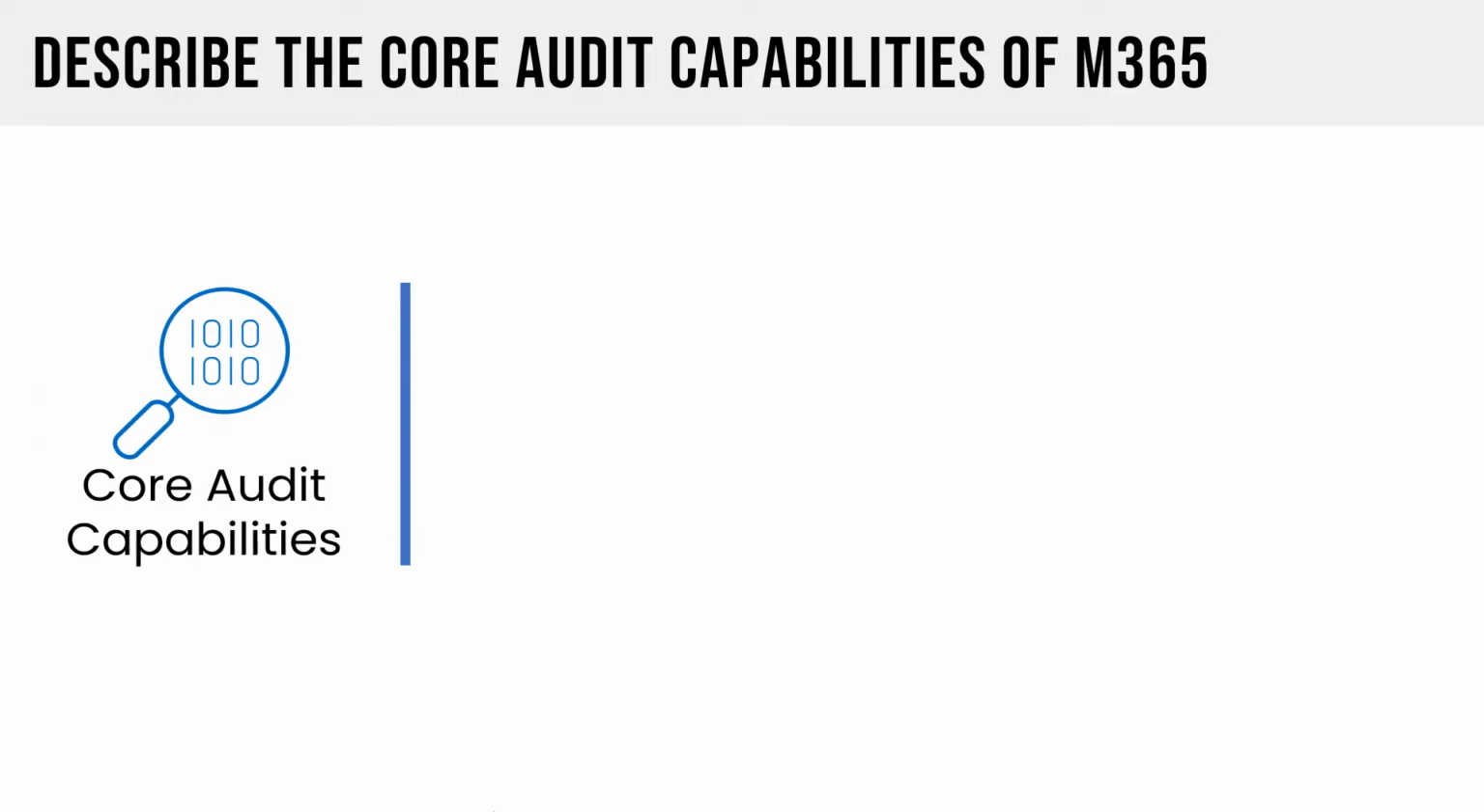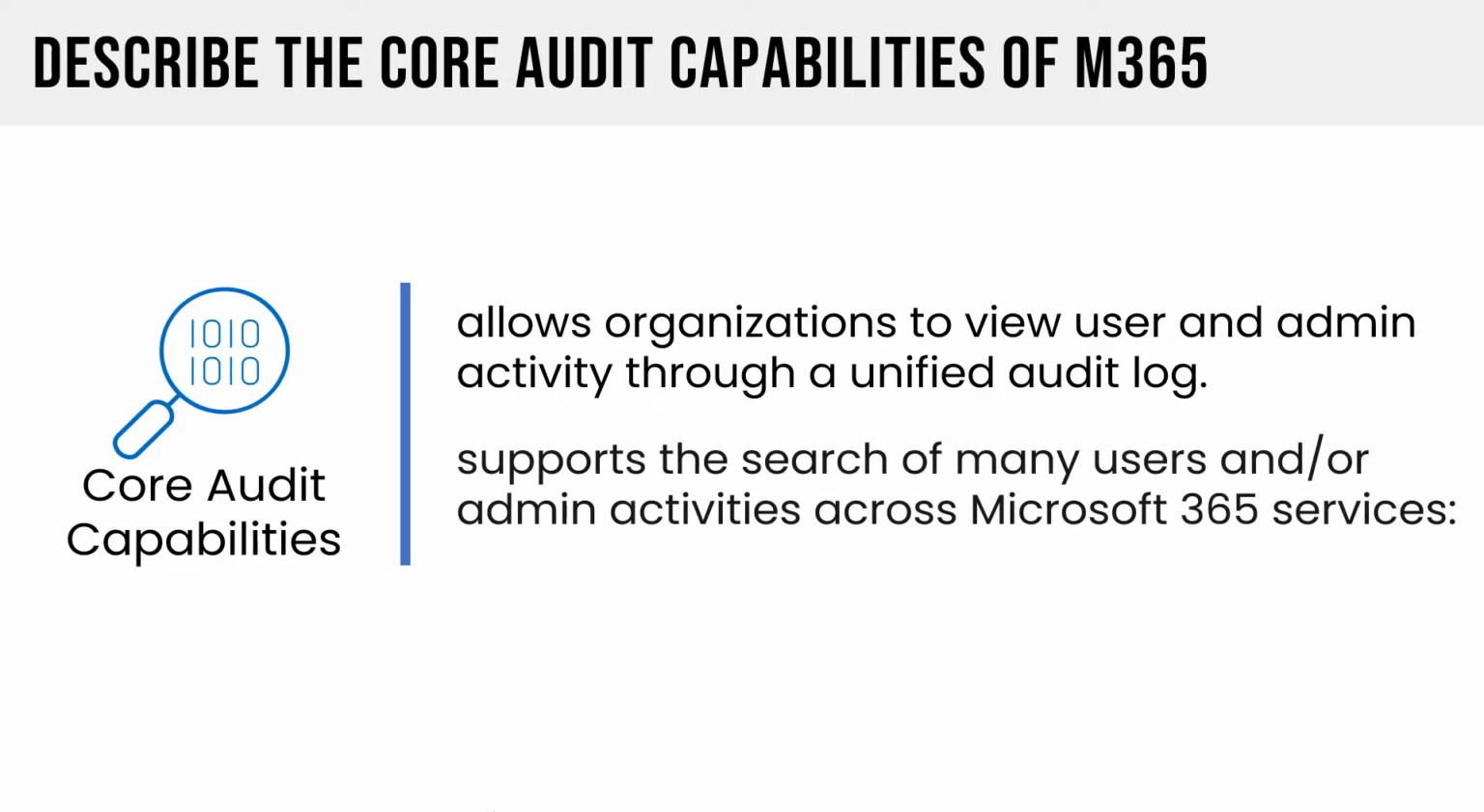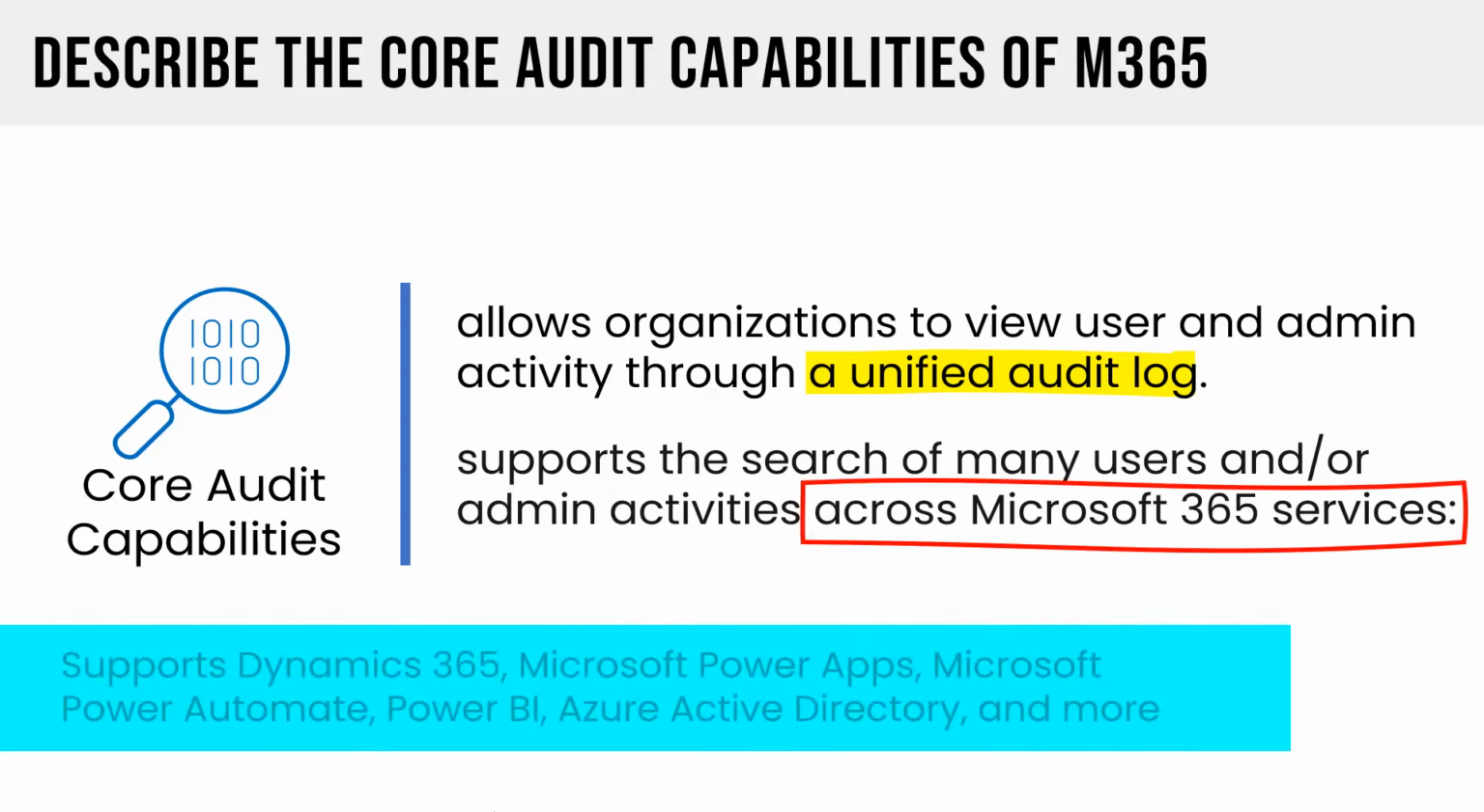All right. So let's talk about core audit capabilities in Microsoft 365. Core audit allows organizations to view user and admin activity through a unified audit log, which is enabled by default. It allows search of many user and admin activities across a wide variety of Microsoft 365 services. There are some aids in there that make searching through that audit log easier. But that unified audit log feature is enabled by default. However, not all services are configured to send all of their data there automatically.